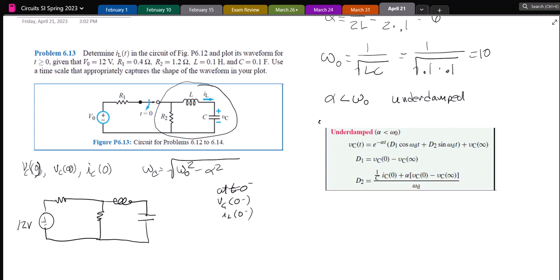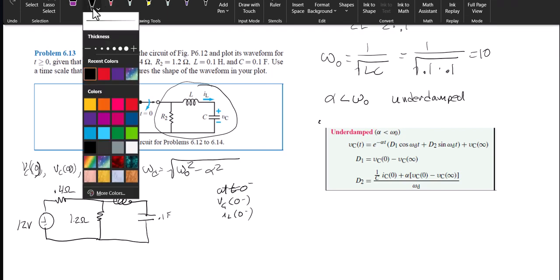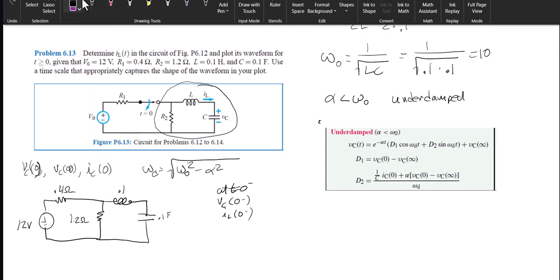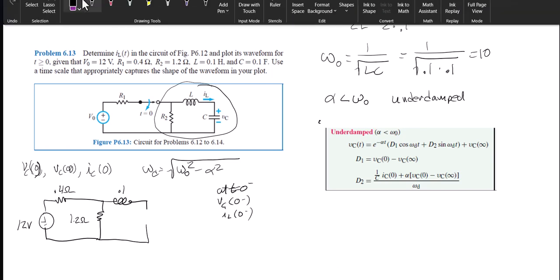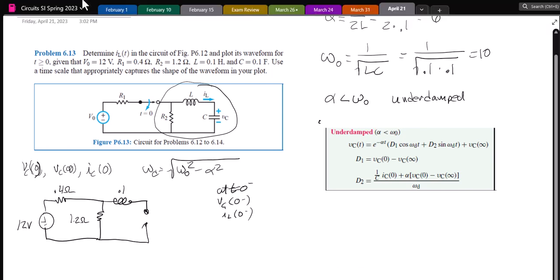So this was 12 volts. This was 0.4 ohms. This is 1.2 ohms. This is 0.1 Henry, and this is 0.1 farads. Oh, except this is at 0 minus, and so we don't have a capacitor or an inductor. We have a short circuit.